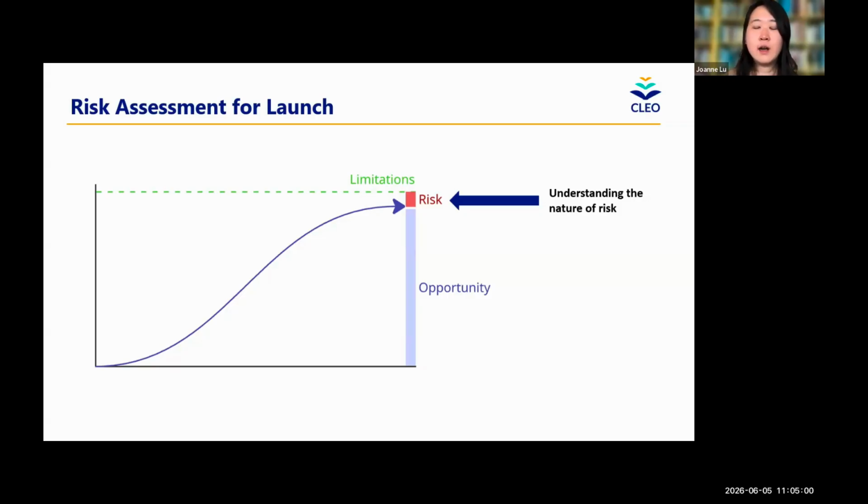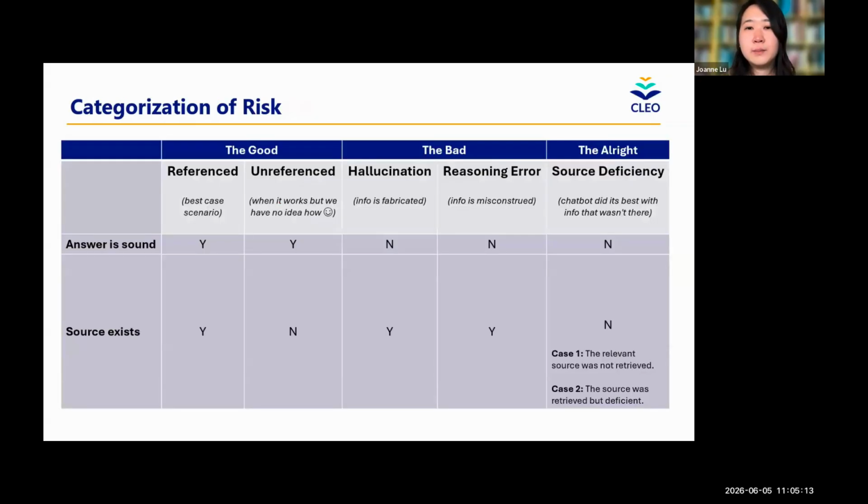So in terms of weighing opportunity versus risk, we've done additional testing with the McGill Law students in order to actually see, for things that are going wrong, what exactly is going wrong so that we're aware of what to look out for when we go live. So in terms of categorizing risk, I guess we can call it the good, the bad, and the okay. In a fully idealized world, the chatbot answer would be fully referenced. It would match all of its source knowledge correctly, and the answer is totally sound.